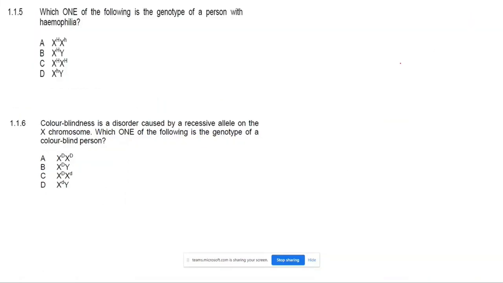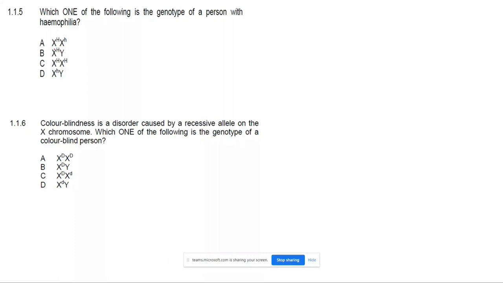Which one of the following is the genotype of a person with hemophilia? So will this person have hemophilia? No. Why? Because there's a dominant, so that one will block that one. So that is normal.